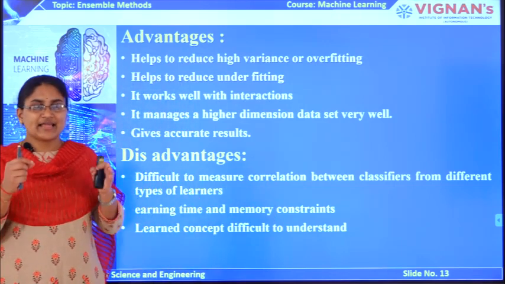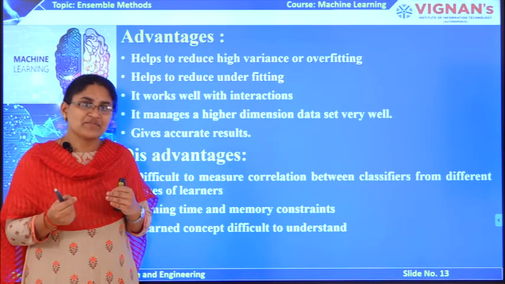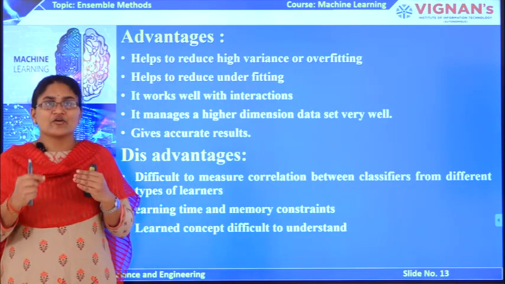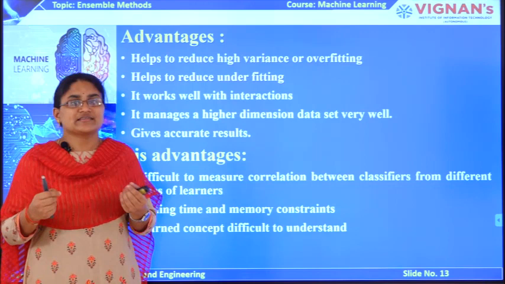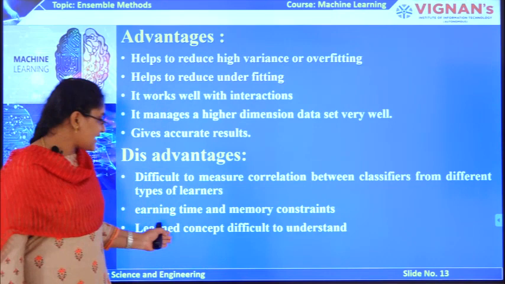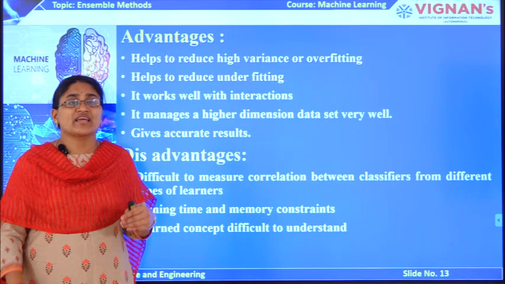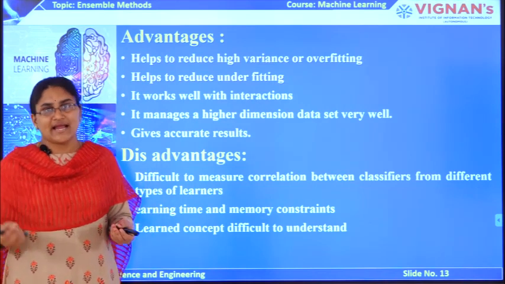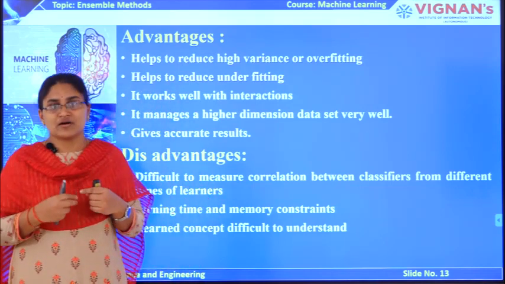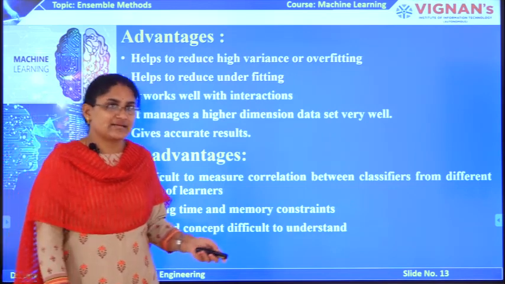The next disadvantage is that it takes more time and has memory constraints. Why? Because here we are training multiple models. For training multiple models, it takes more time. And for storing the multiple predictions, it takes more memory. And the next is its learning concept is difficult to understand. Why? Because sometimes the final learners may not accept the best idea, and some give an objection, some give no objection. So it is difficult to understand.